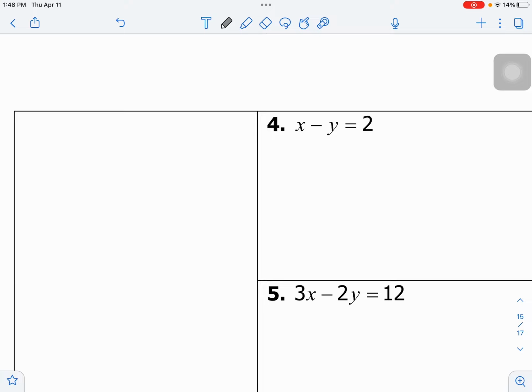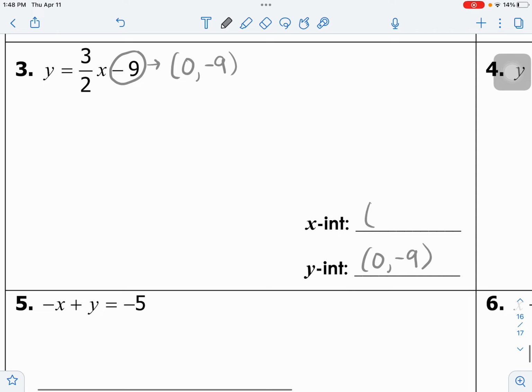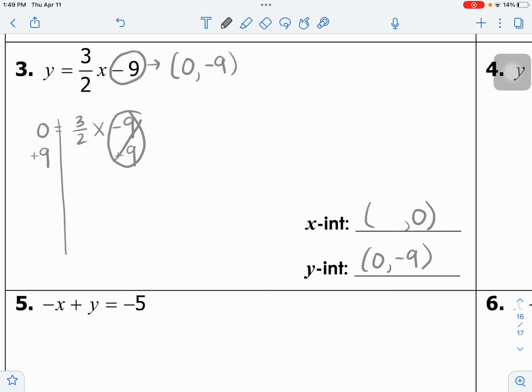In order to find my x-intercept, I'm going to make my y into a 0, which means I'm going to rewrite this equation. 0 equals 3 over 2x minus 9, replaced my y with a 0. Then I'm going to do my algebra work. I'm going to 0 out that -9, and I've got 9 equals 3 over 2x.